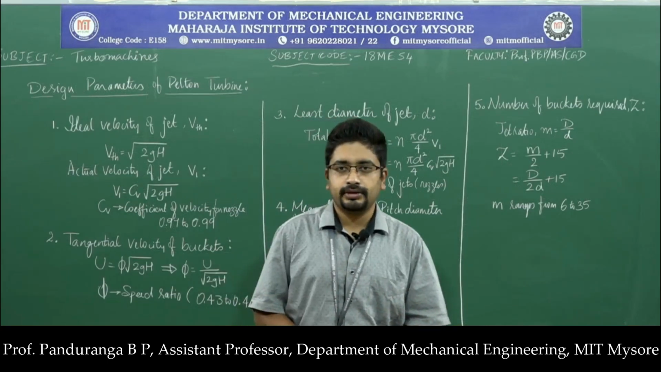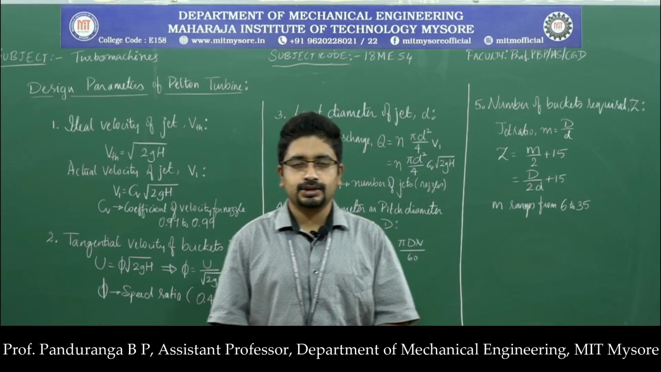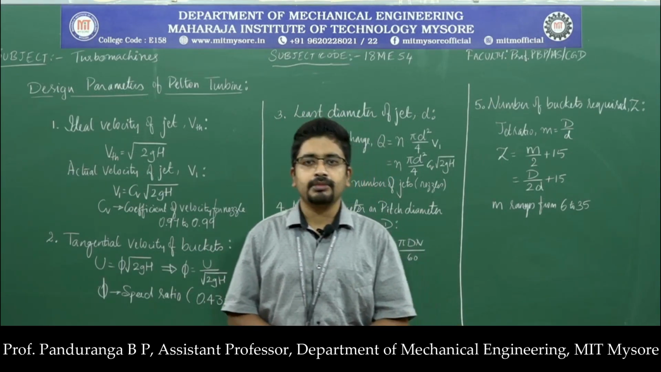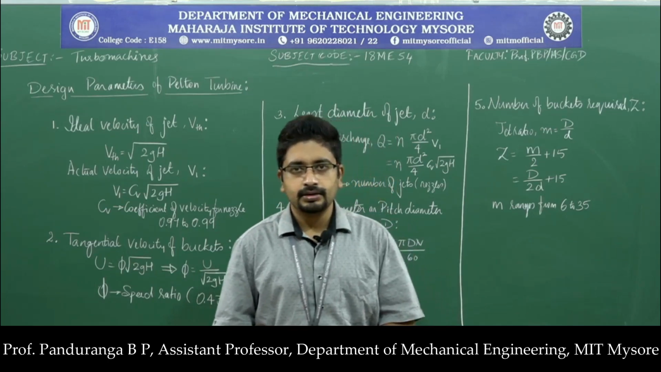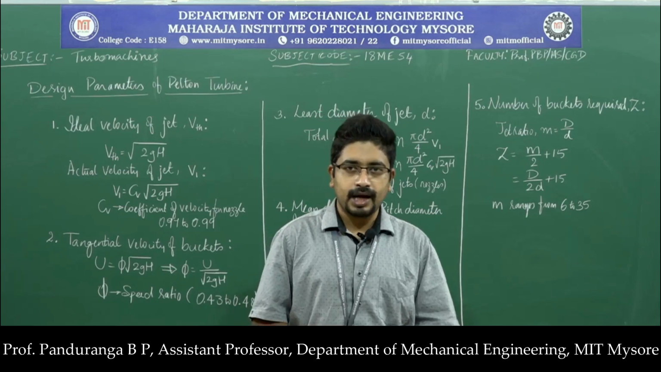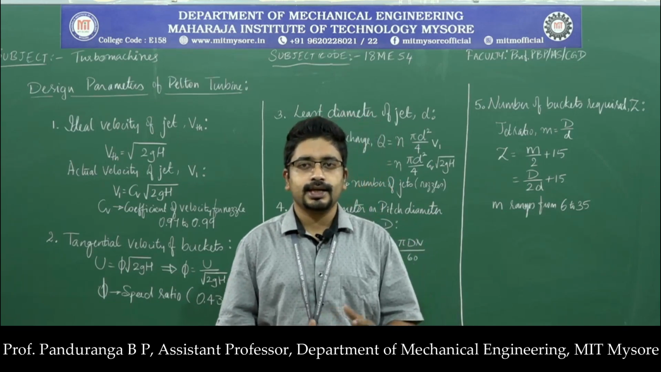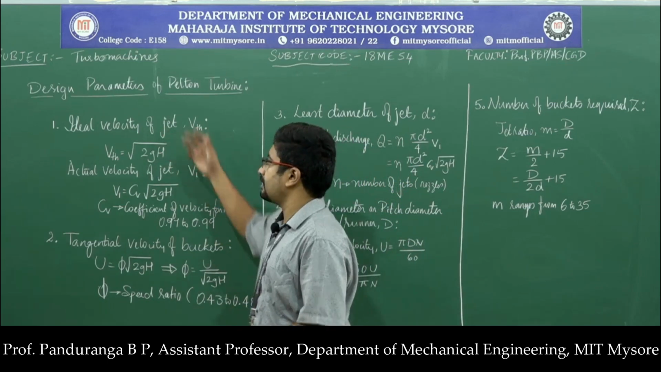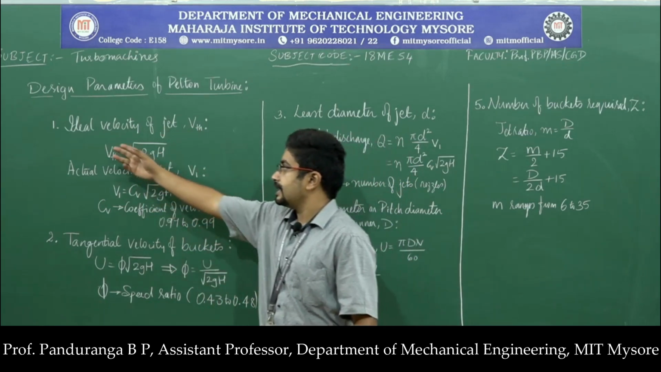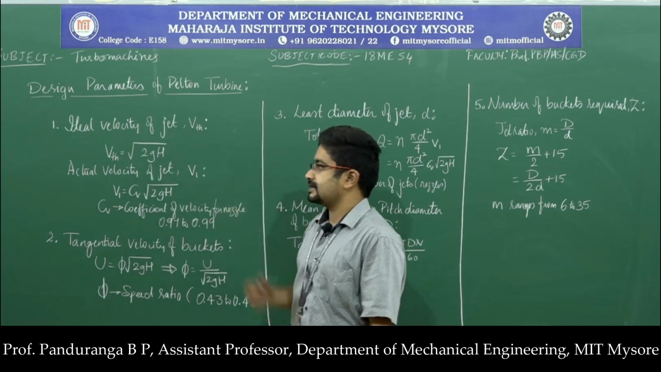We have seen the derivation for work done and the condition for maximum hydraulic efficiency for a Pelton wheel. Now let us see the different parameters which are involved in the designing of the Pelton turbine. The first design parameter is the ideal velocity of the jet.